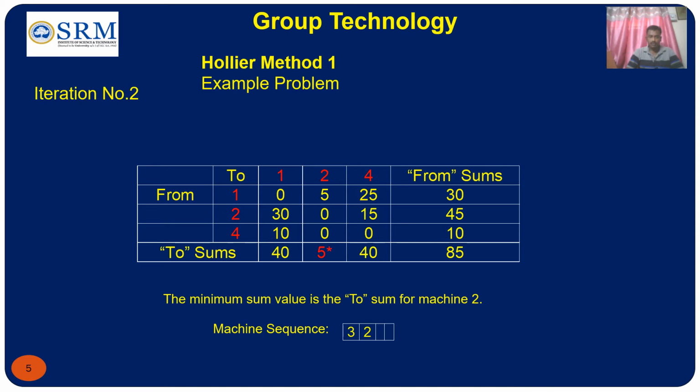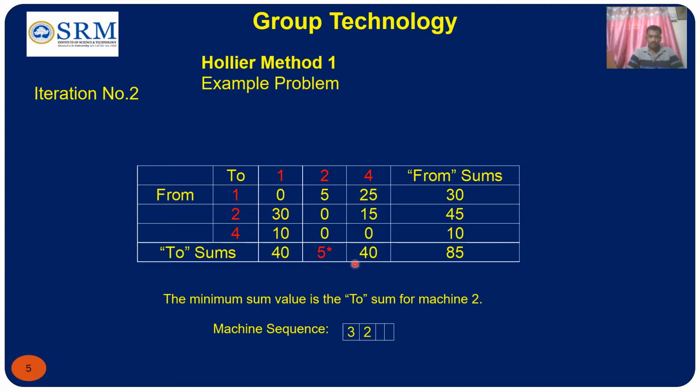This is the iteration number 2 after eliminating machine number 3. After eliminating the machine number 3, we have to follow the same procedure. Now we have to sum up the froms. 25 plus 5, 30; 30 plus 15, 45; 10 plus 0 plus 0, 10. Similarly, we have to sum up this one, two sums, 30 plus 10, 40; 5 plus 0 plus 0, 5; 25 plus 15 plus 0, it is 40.